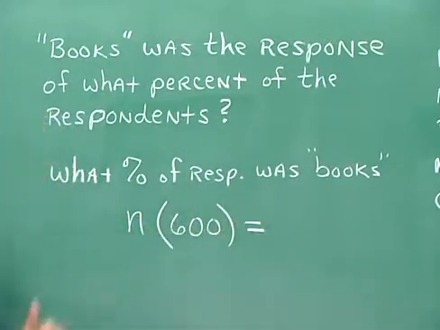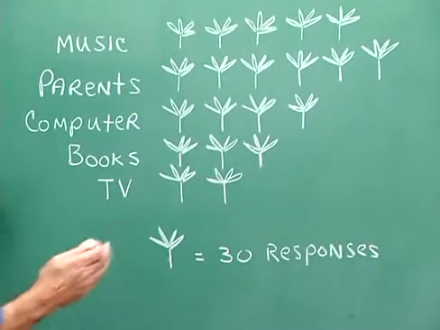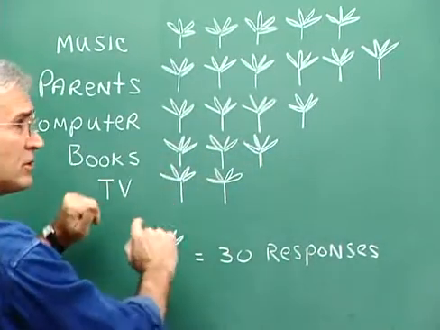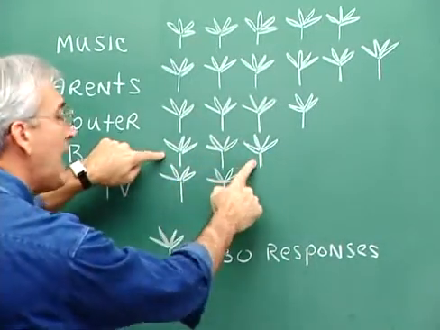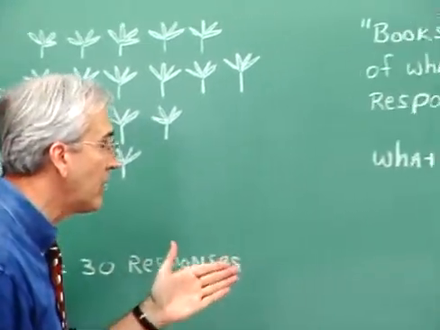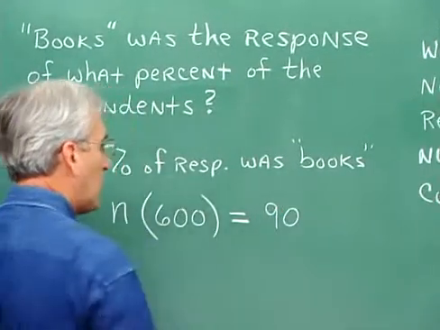Well, we would have to go over and look at the number of respondents for books. Let's do that. Let's slide back over here and look at the number of respondents for books. Well, there are 3 figures associated with books. Each one of them is 30. So 30, 60, 90 respondents were for the books. Let's go back over here and put that information in. So we put 90 here, and now we'd like to solve for N.